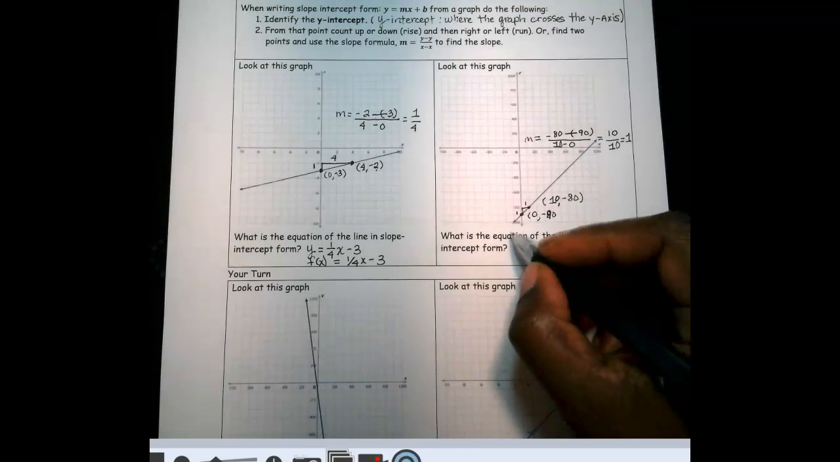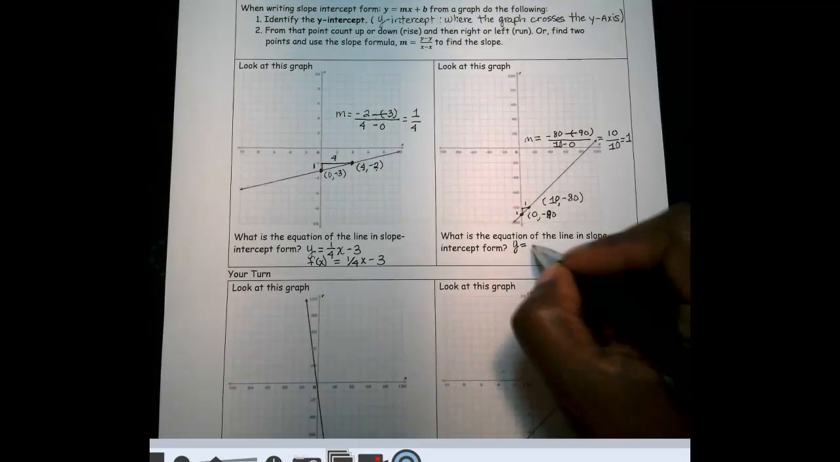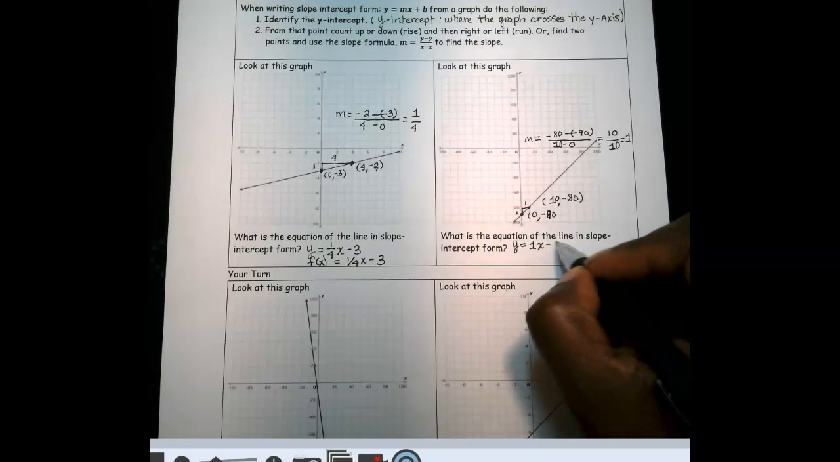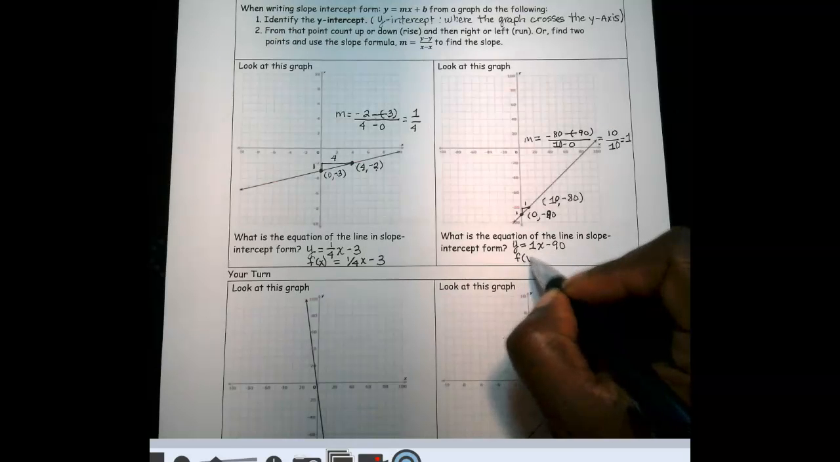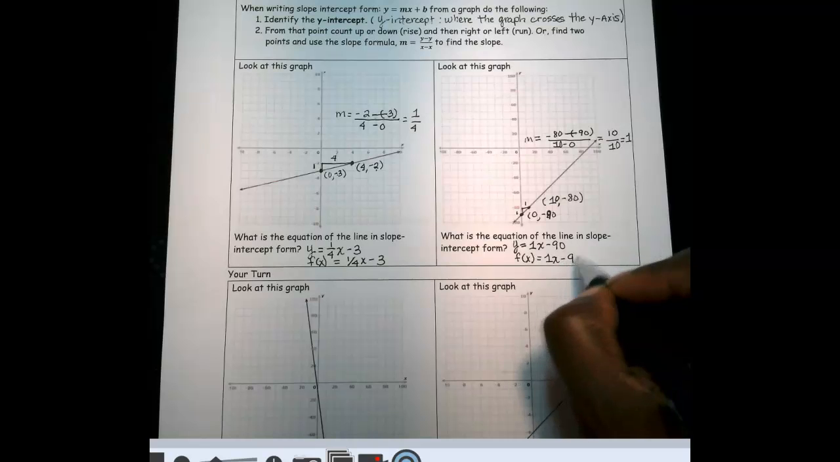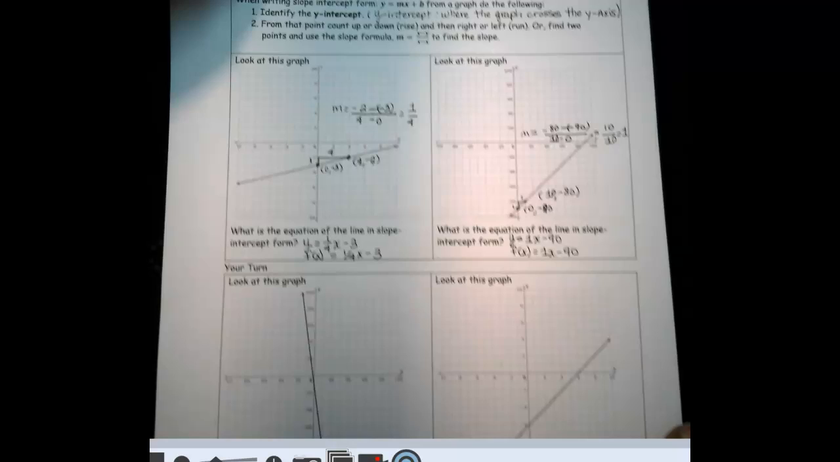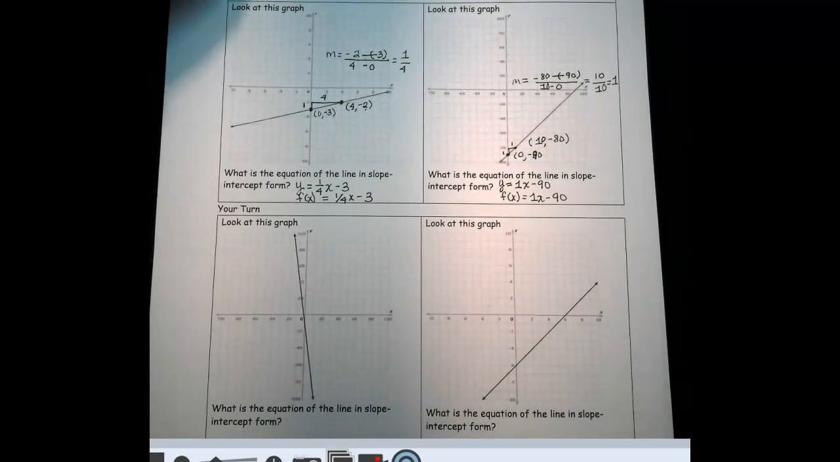So our slope-intercept form would be y is equal to 1x, and our y-intercept is negative 90. Or again, you could write it as f of x is equal to 1x minus 90. So you have 2 below to try. Go ahead and do that, and I will come back and give you answers.